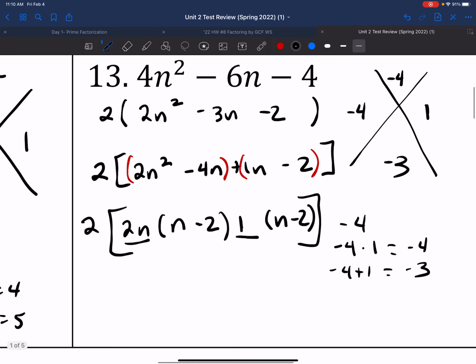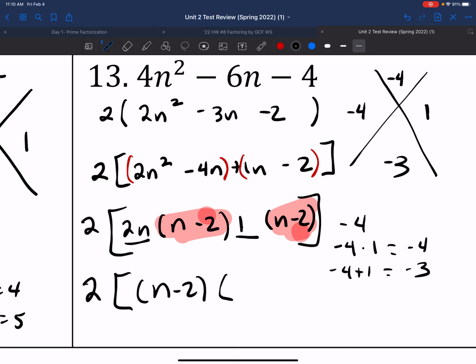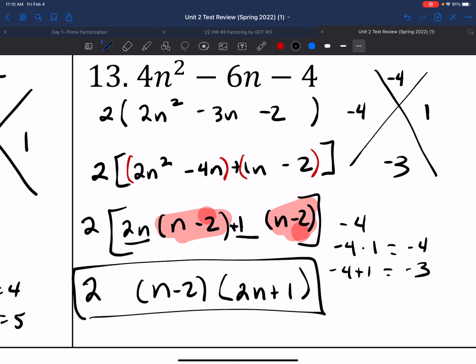And then I see something in common. So I write 2 times n minus 2 times 2n plus 1. There should be a plus there. And that's it. I think I should just get rid of the brackets here. This is my answer.